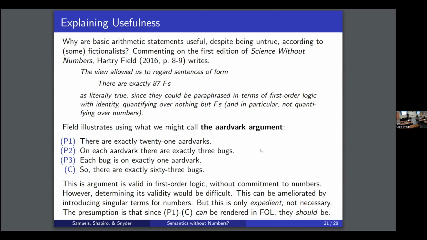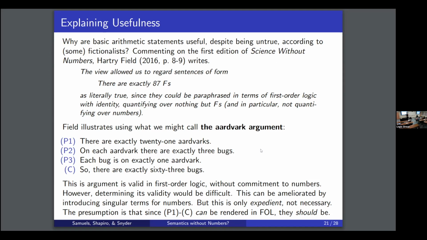And that's what he's claiming here. And the reason that translatability into first order logic is important, the reason why that would explain why arithmetic statements are useful, has to do with explaining the validity of certain arguments. So in particular, there's a kind of argument that was due originally to Hilary Putnam, which we're going to call the aardvark argument. It's one that Field recites in Science Without Numbers. So here's the argument. There are exactly 21 aardvarks. On each aardvark, there are exactly 3 bugs. Each bug is on exactly 1 aardvark. So there are exactly 63 bugs.